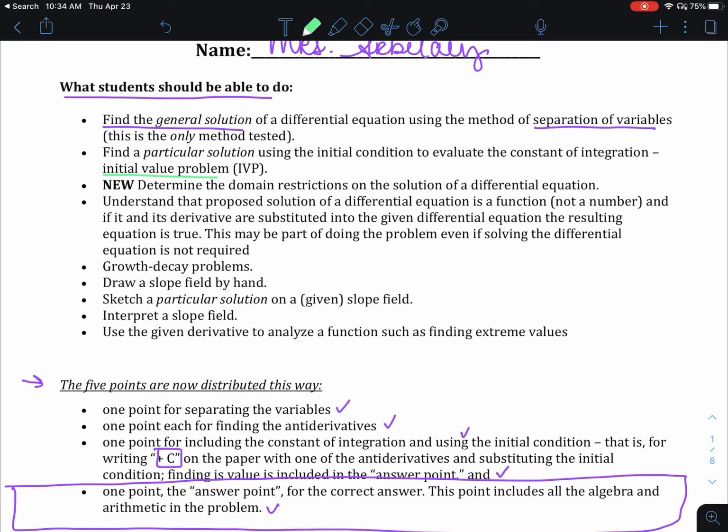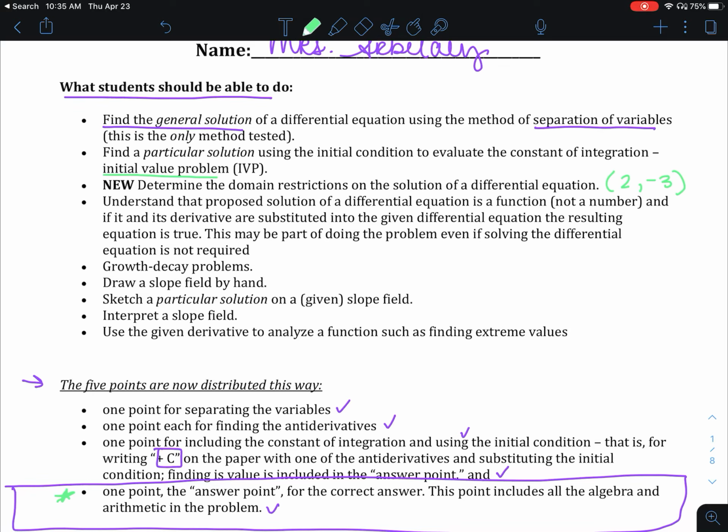A new concept that's been tested since 2016 is to determine the domain restrictions of the solution of a differential equation. This is where you have to look at, let's say your initial condition is 2, -3, and you had a square root problem. If you rewrite all this algebra, you have to remember that the answer here would be negative because the initial condition was negative.